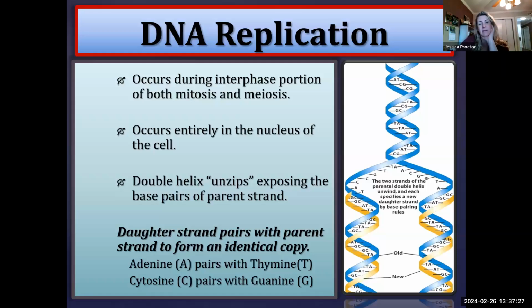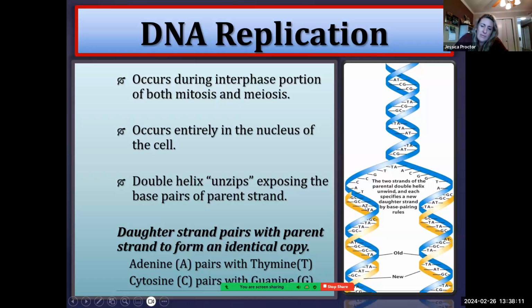This particular process, DNA replication, will occur entirely in the nucleus of the cell. It's going to involve the parent strand essentially unzipping. There is an enzyme called DNA helicase that will cause the parent strand to unzip and expose all of the nitrogen base pairs. In this image here, the blue ribbon represents the parent or the old strand. And then that gold one coming in represents the new or the daughter strand. You can see here that the unzipping has exposed all of those T's, G's, C's, and A's, the nitrogen bases.